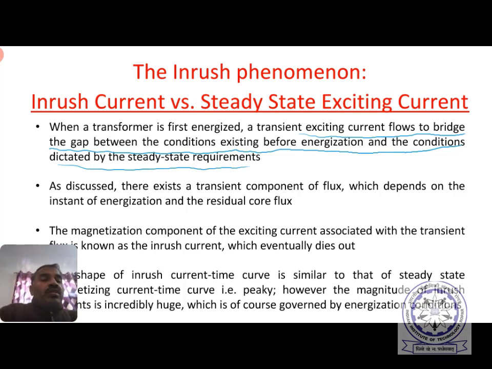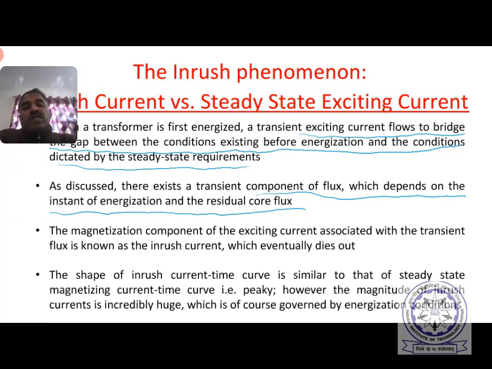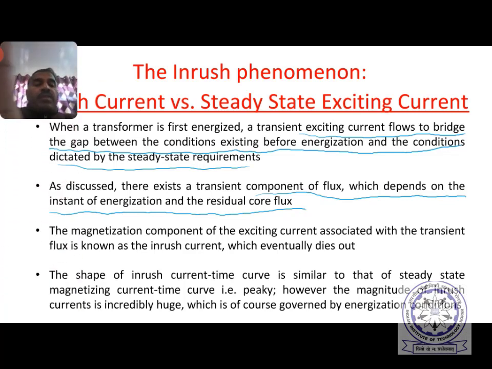Even in the transformer case, a transient exciting current flows to bridge the gap between the conditions existing before energization and the conditions that are dictated by the steady state requirement. So this is what will happen. As discussed, there exists a transient component of flux which depends on the instant of energization and residual core flux. So the magnetization component of the exciting current associated with the transient flux is known as the inrush current, which eventually dies out.